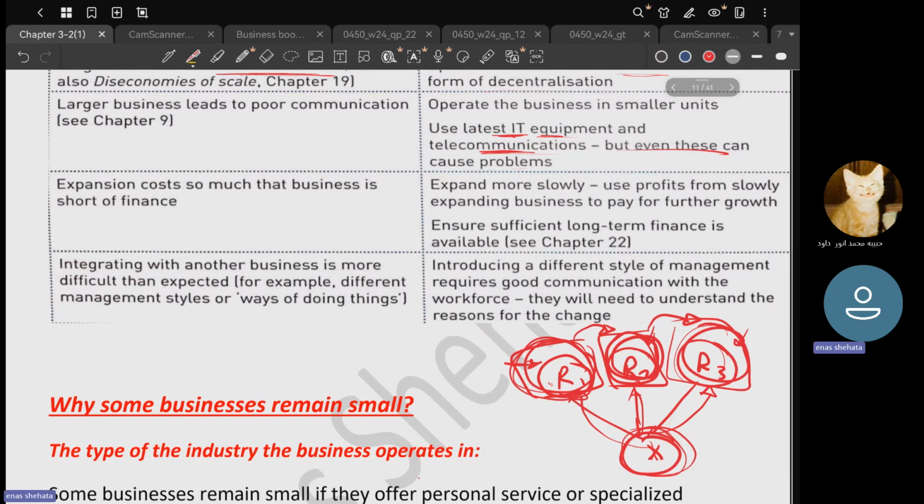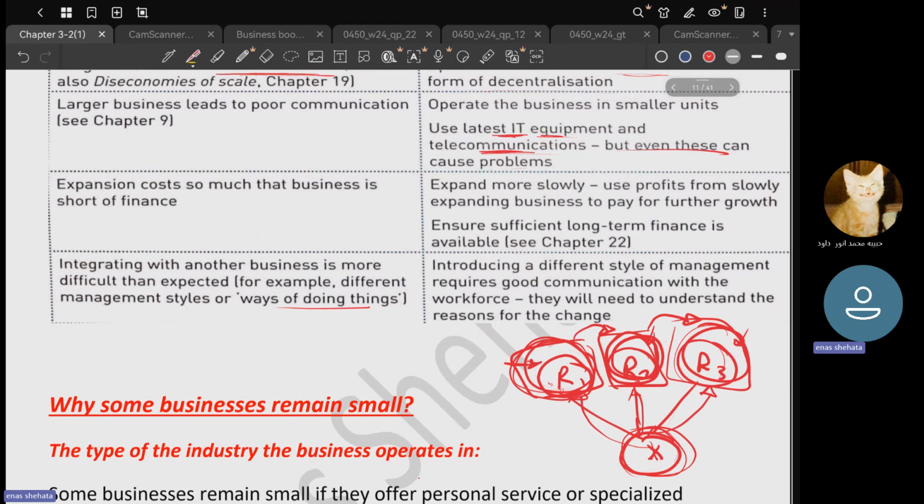Integration with another business is more difficult than expected. Why? Different management style or different ways of doing things. The one that I took here, region 1, may have a specific style different from the style that X may use. So how to let them obey my orders or do what I want? So you have to introduce the different style of management by having good communication with the workforce and let them understand the reason for your change.